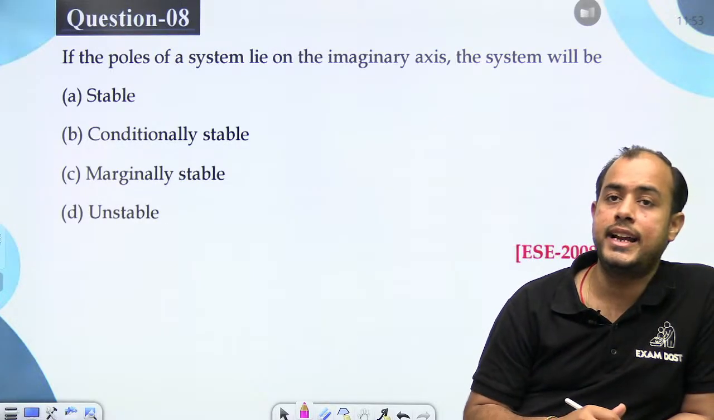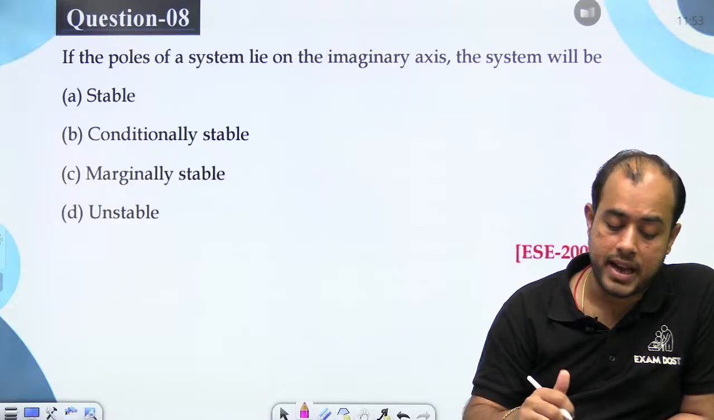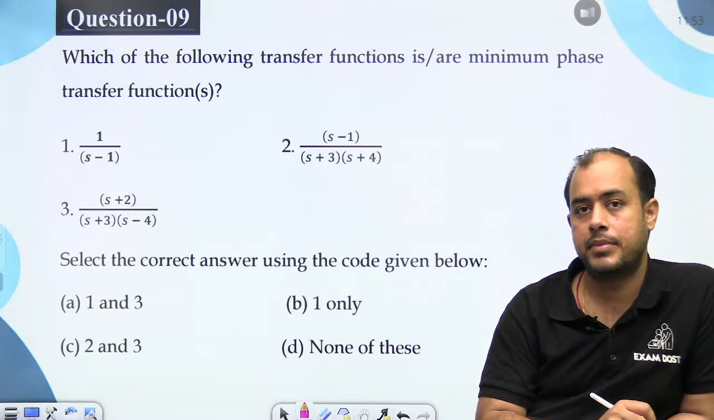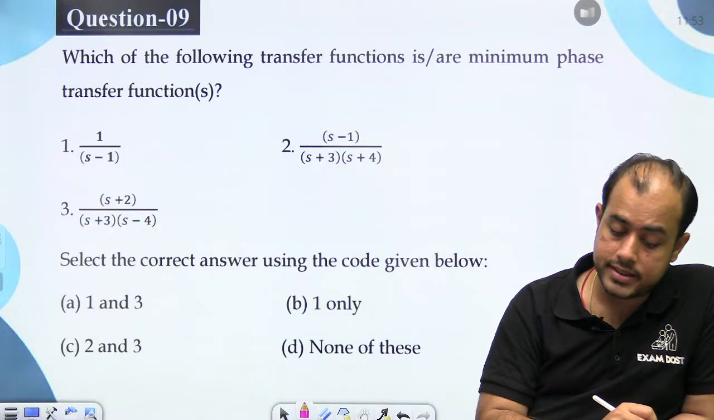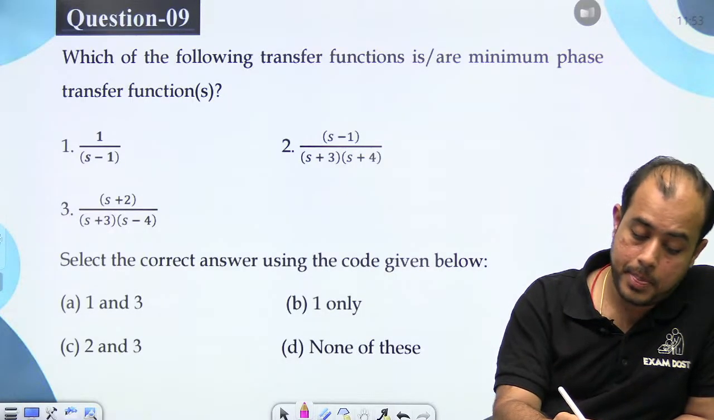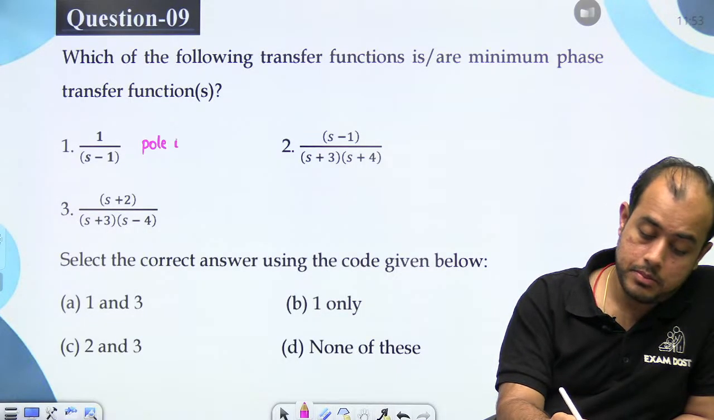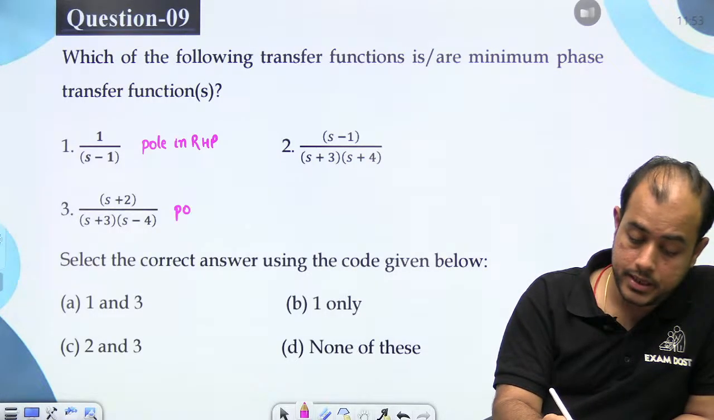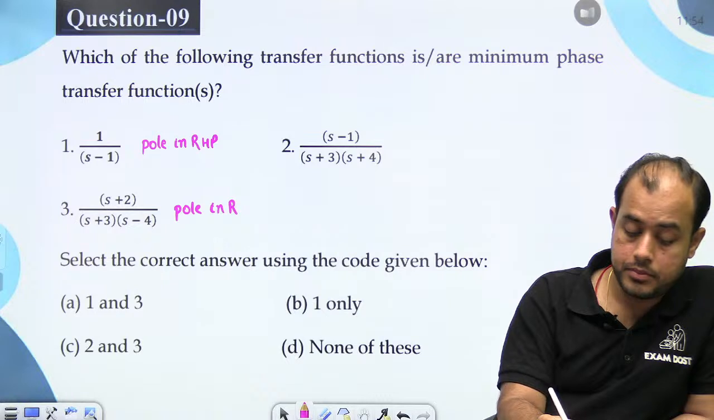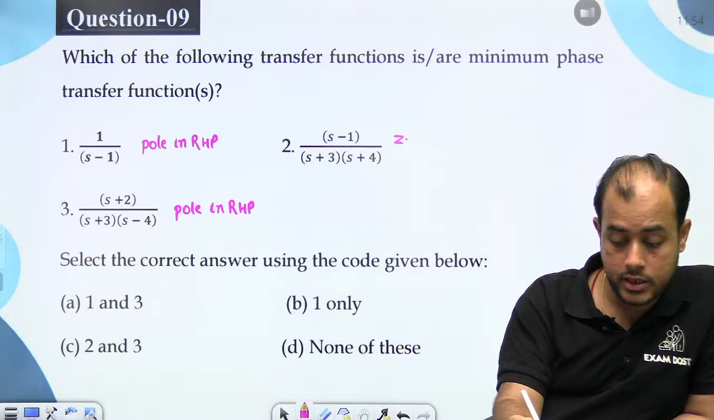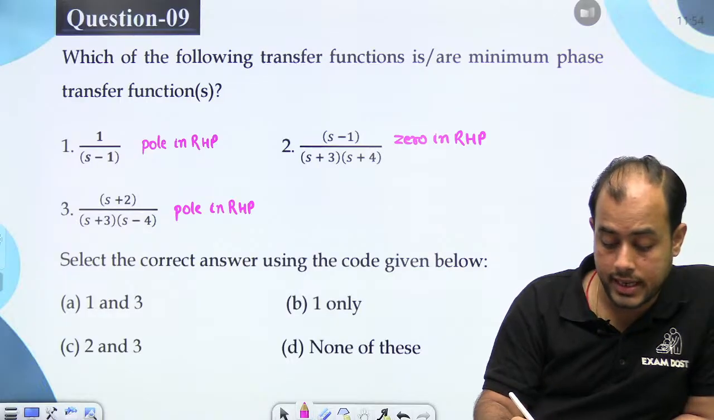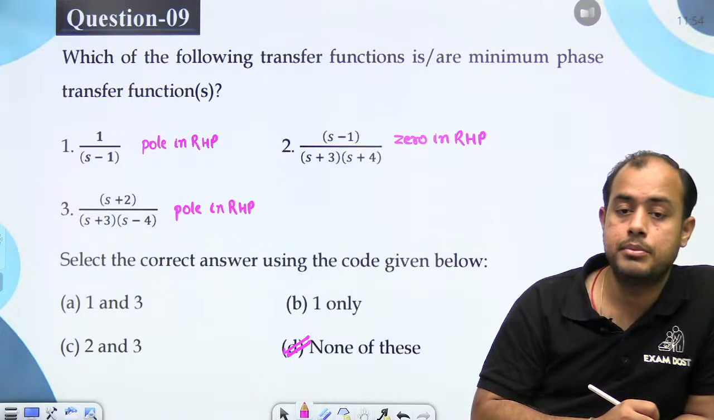ESE 2008. Poles of a system lie on the imaginary axis, system is marginally stable. Which of the following systems are minimum phase? Pole in RHP. Pole in RHP. It has zero in RHP. So if a pole or a zero lies in RHP, the system is not minimum phase.